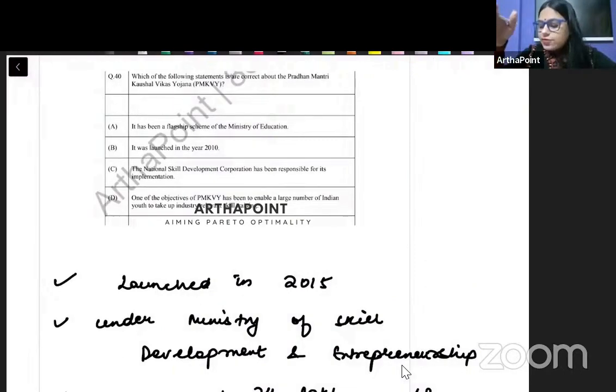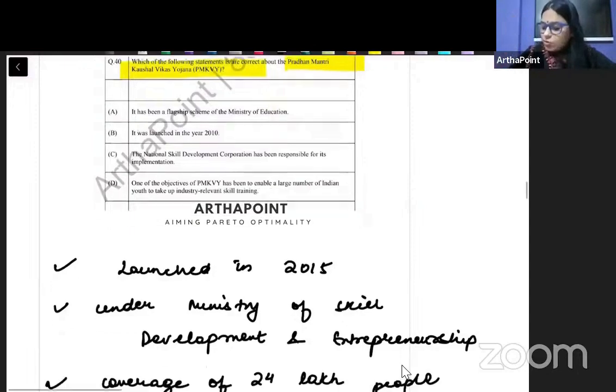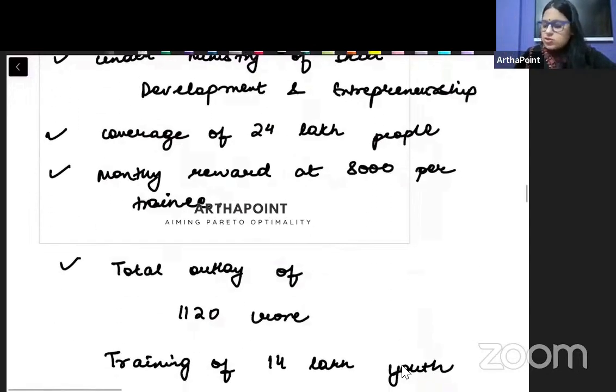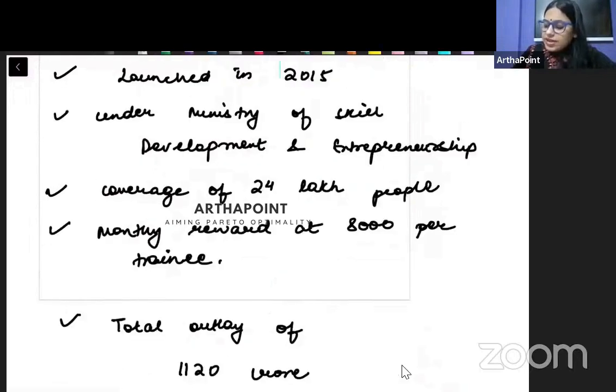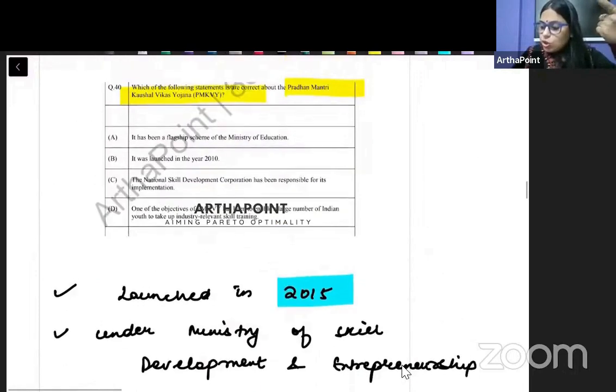Which of the following statements is or are correct about Pradhan Mantri Kaushal Vikas Yojana that came? Okay, let me give you some features. This Yojana came in 2015. पहले नाम पढ़ो थोड़ा. प्रधानमंत्री कौशल, कौशल means skill.